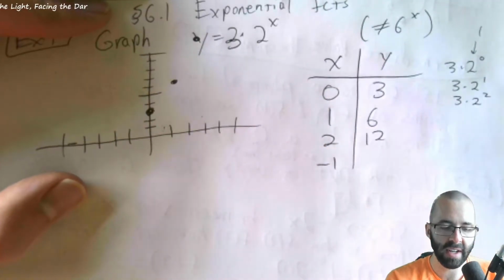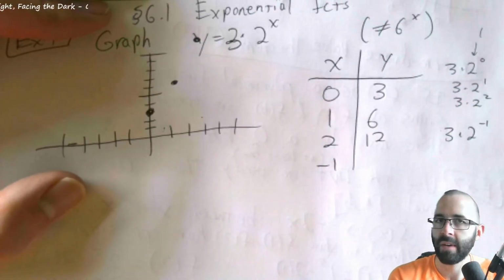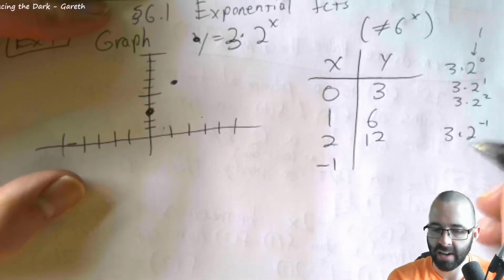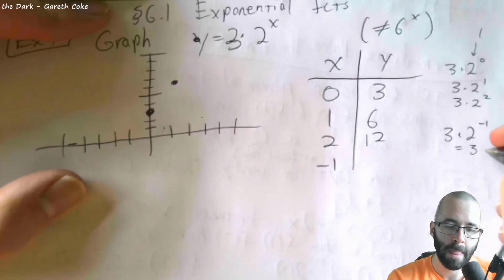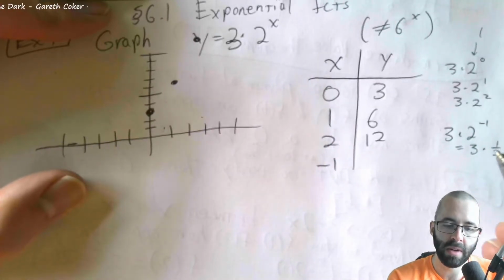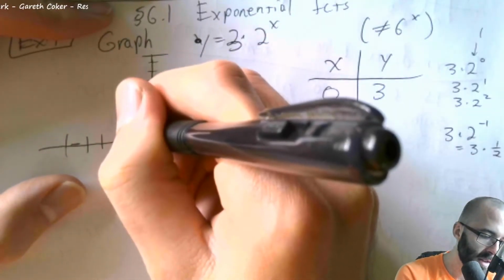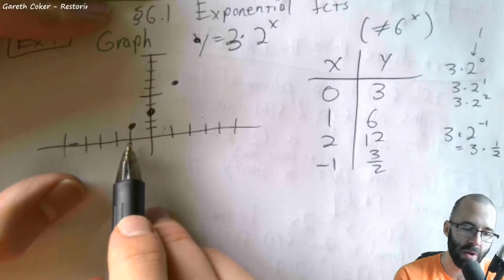Then we can plug in some negatives too. 3 times 2 to the negative first power. What do negative exponents do? If you forget, you can check your calculator. If you type this in your calculator, you're going to get it just fine. All right. Negative exponents means reciprocal. So this becomes 3 times 1/2, which is just 3 halves. So about 1.5 is our y coordinate when x is -1.